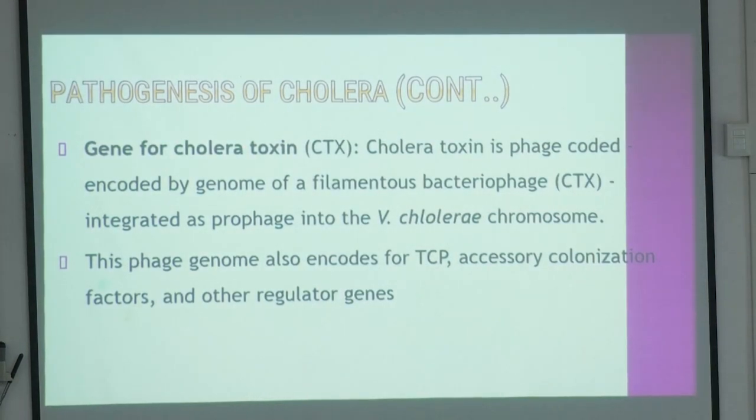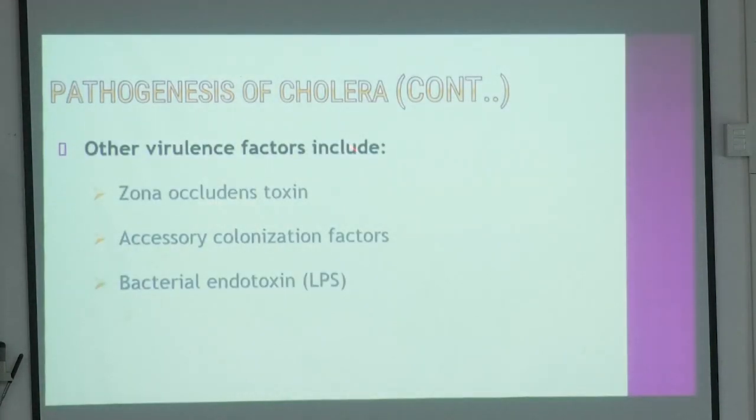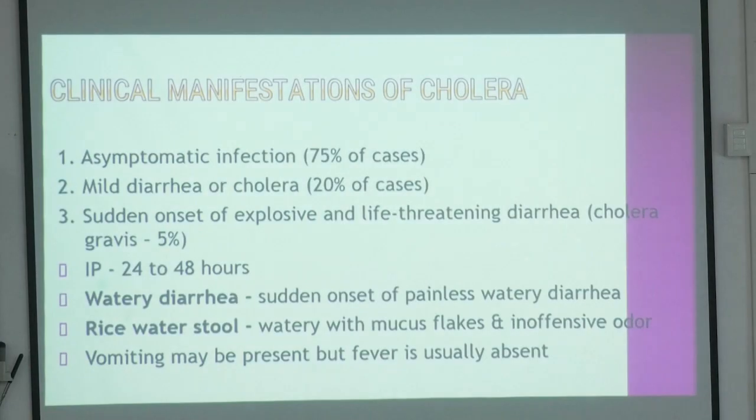The gene of the cholera toxin is CTX. Cholera toxin is encoded by the genome of a filamentous bacteriophage. Other virulence factors include zonula occludens toxin, accessory colonizing factors, and bacterial endotoxin.